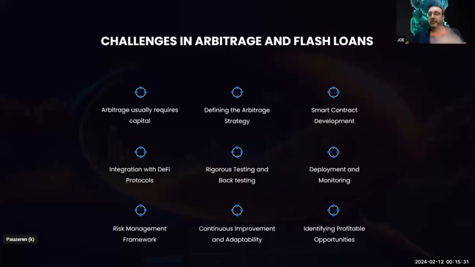You need to be able to deploy and monitor the smart contract. You need to have the skills to be able to do that, or have a tech team that can do that for you. There's a tremendous amount of risk management involved, so you need some kind of risk management framework. There has to be continuous improvement and adaptability, because the markets will change, the industry will change. I mean, think of what the industry looks like today compared to 10 years ago. Identifying profitable opportunities. You know, how do you do that? You've got to do hours and hours of research.